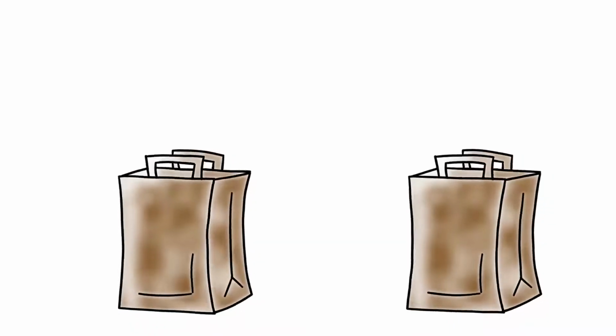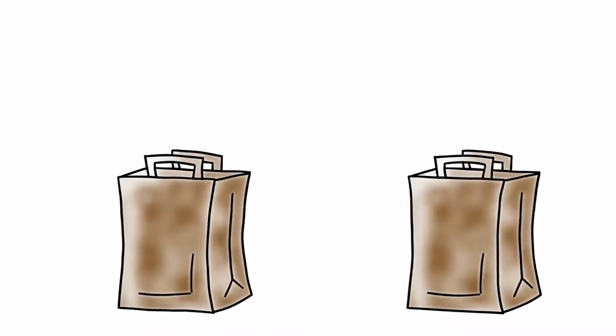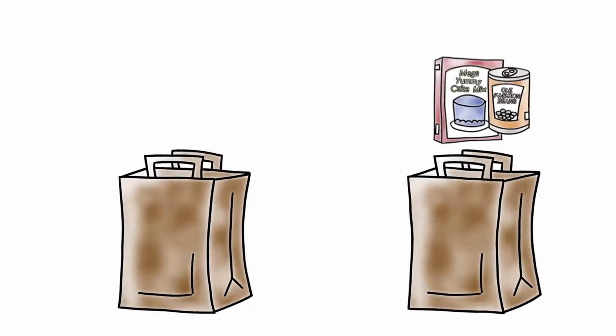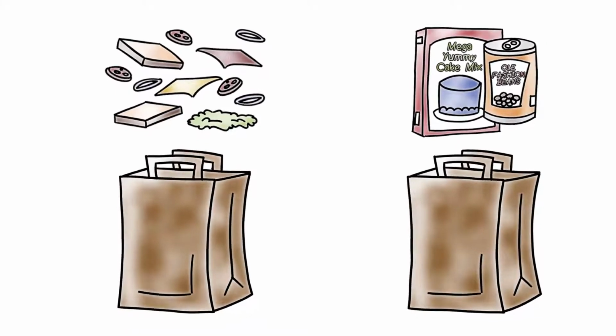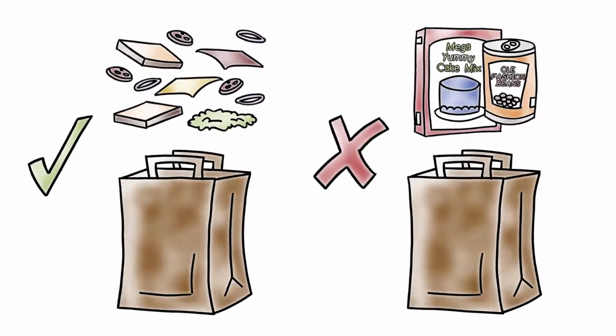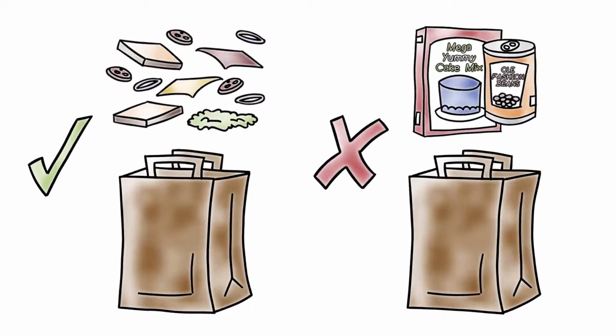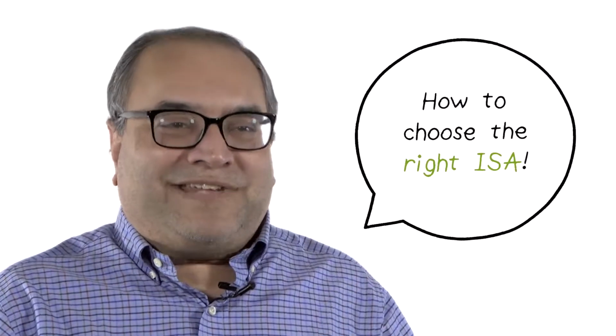Think about it this way. Choosing an ISA is kind of like deciding what to cook for lunch. The ingredients you choose and the way they are mixed determines what you are going to eat. Choose the wrong ISA for your task and you will never be satisfied. So we are going to learn how to choose the right ISA.